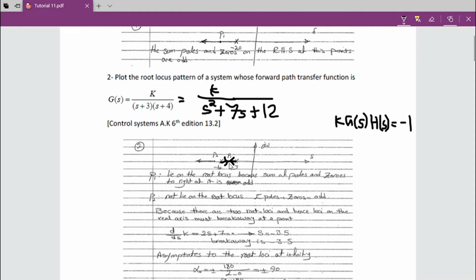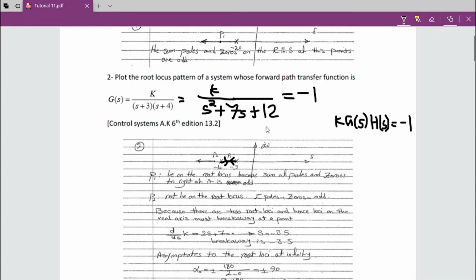So the first thing is to identify the breakaway points. To do that, we take this transfer function and equate it to -1. So basically take this, equate it to -1. If we expand this, we get k upon s squared plus 7s plus 12, and then we equate it to -1, because for a root locus to exist, it has to follow this criterion: K times G(s)H(s) is equal to -1.